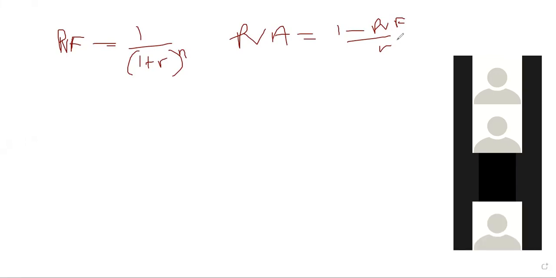Either of whatever is comfortable for you, you can go. So our interest rate, I was saying, was what? 10%. And our time in years was what? 30. So here we're going to have 1 over 1.10 to the power 30.